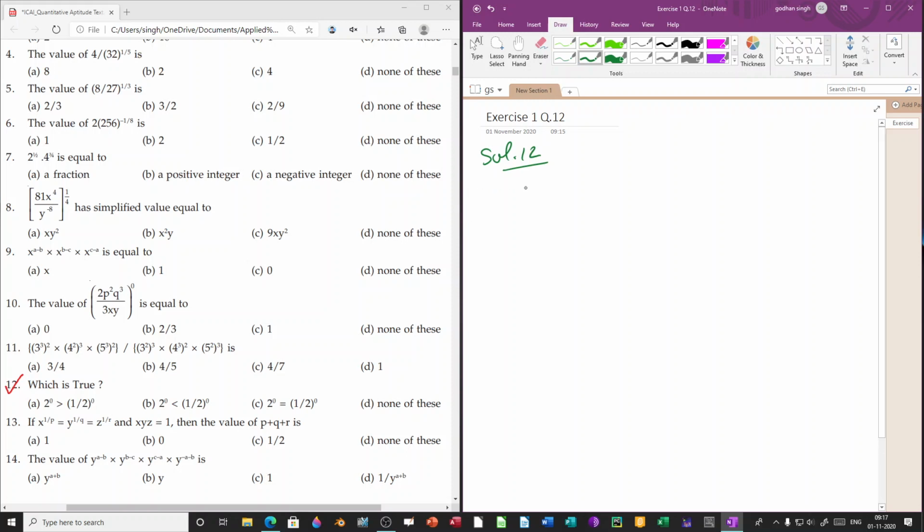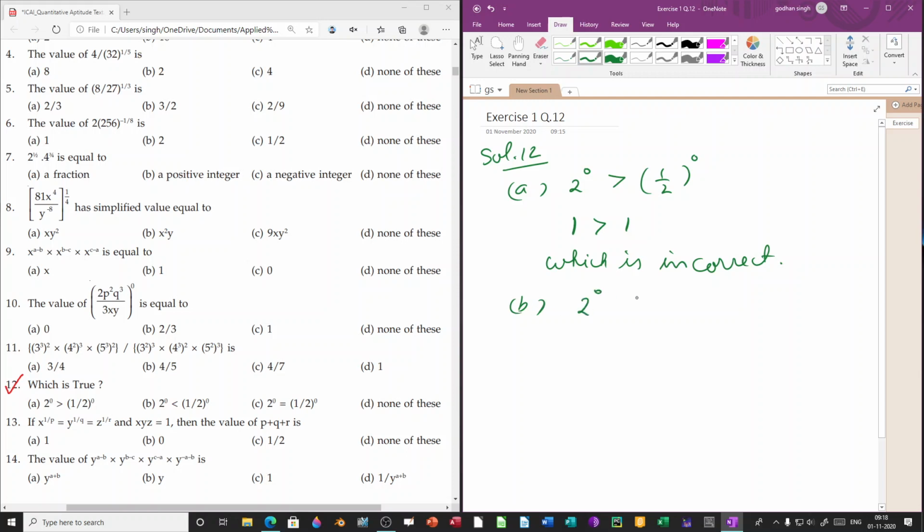First one, option A, that is 2 raised to 0 is greater than 1 by 2 raised to 0. We know that any number raised to 0 is 1. So this can be converted into 1 is greater than 1, because 2 raised to 0 will be 1 and half raised to the power of 0 will also be 1. So 1 is greater than 1, which is incorrect.